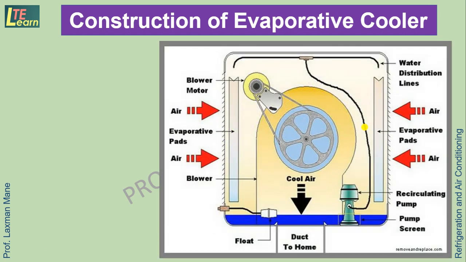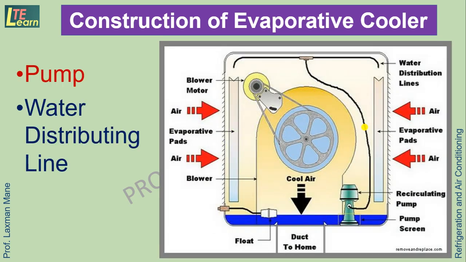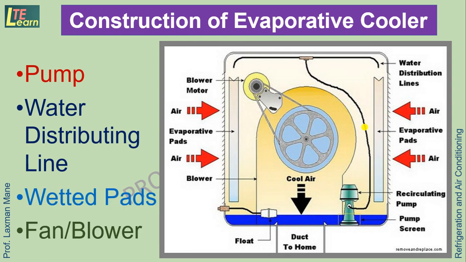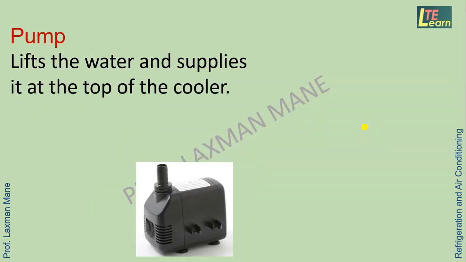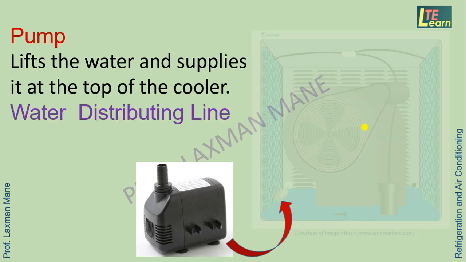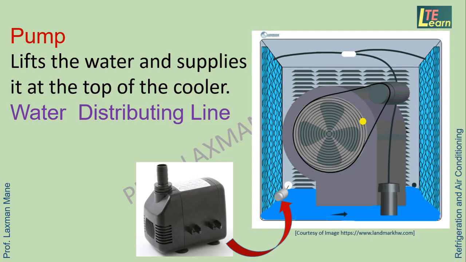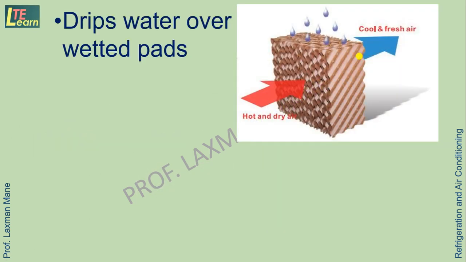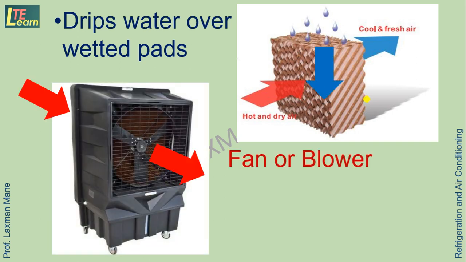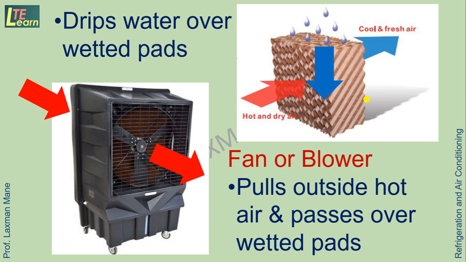Major components of evaporative cooler are pump, water distributing line, wetted pads and fan or blower. Pump is used to lift the water and it supplies it at the top of the cooler to water distributing line, which consists of branches of pipes which drips water over the wetted pads. Fan or blower pulls outside hot air and passes over wetted pads.